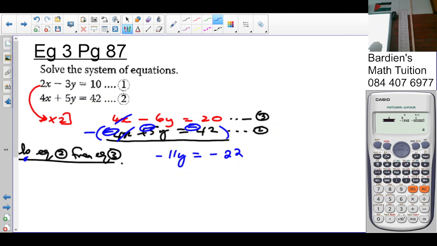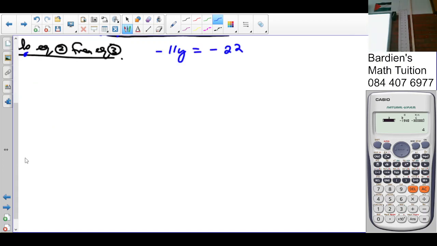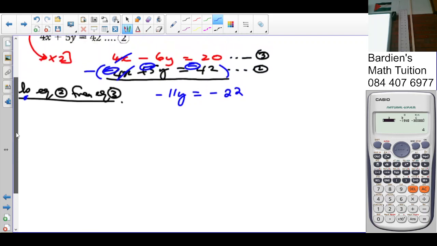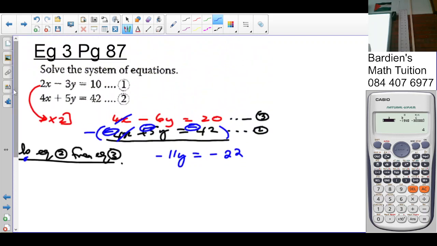Well, with the signs here. That's why I said subtract. In the next example, you're going to see I'm going to add. Okay. But for now, it's a subtract. Why do I subtract? So that I can eliminate the x. That's why I'm subtracting. You guys understand? So, how do we get y on its own? Divide by negative 11 both sides. So y is equal to 2.